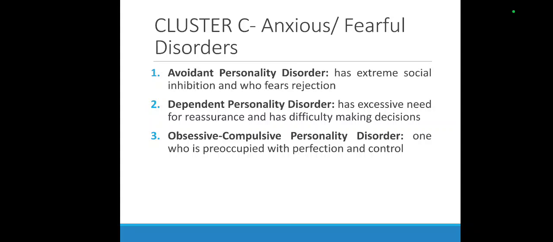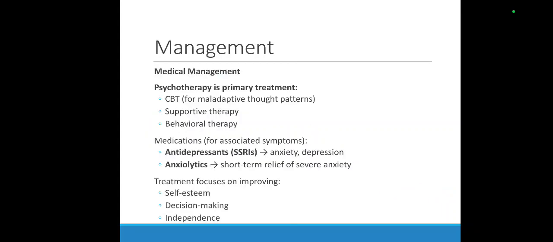Okay, for avoidant personality disorder, they have extreme social inhibition and fear rejection. So you have to be careful of talking or engaging yourself with this type of people. Dependent personality disorder, they have excessive need for reassurance and difficulty making decisions. So they're very dependent on other people. Okay. Again, for OCD, we have one who is preoccupied with perfection and control.